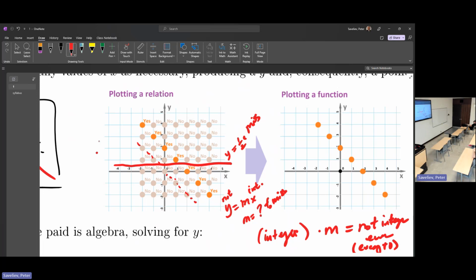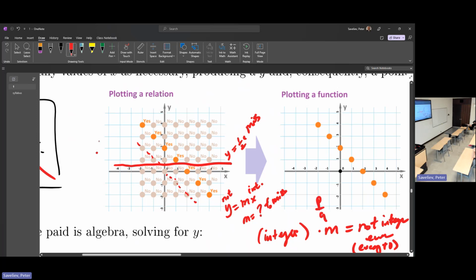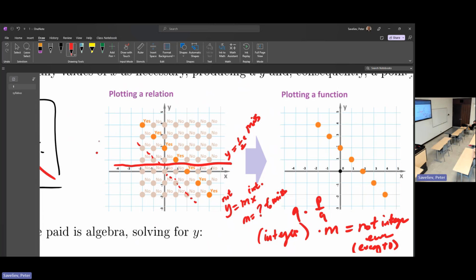So if m is any fraction, it doesn't matter what that fraction is, eventually if you cancel the denominator, you'll have the integer, right? So if this is p over q, if m is equal to p over q, then I multiply by q and I end up with p, and I hit one of those dots. But if it's irrational, it never is a fraction, and it doesn't matter what you multiply by, you will never hit the integer point exactly.